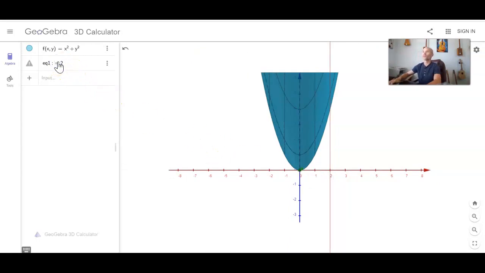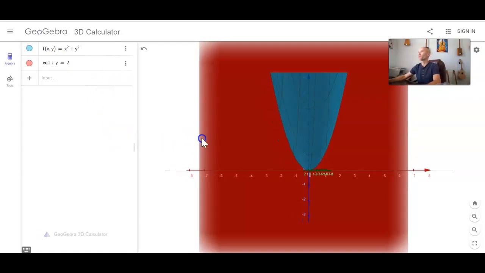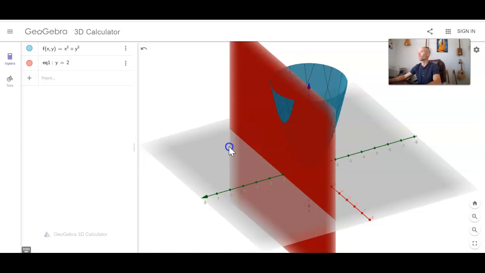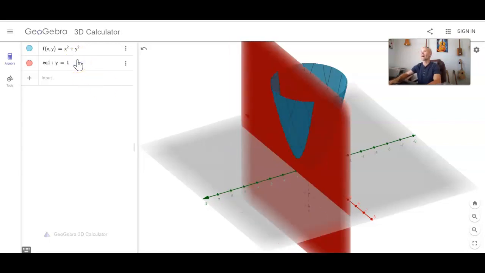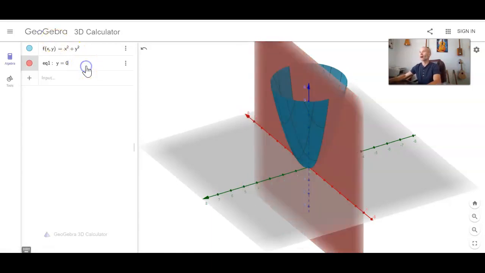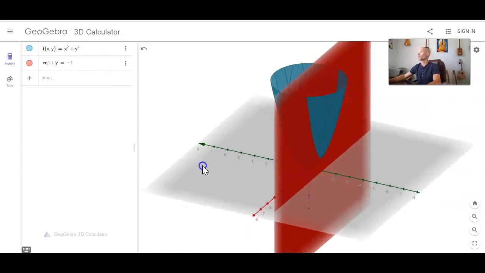Let's do the same thing for y. Y equals 2. Now because this thing is perfectly symmetric, it's going to kind of look like the same thing, but just now perpendicular to the y-axis, and y equals 0, and y equals -1. You can again kind of see that those parabolas are just going to shift up.